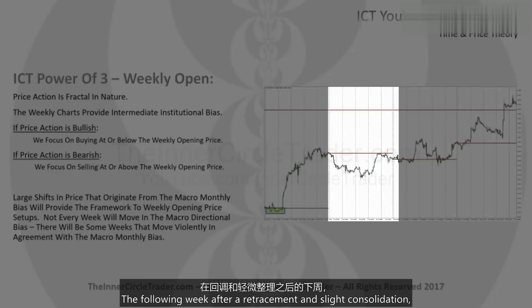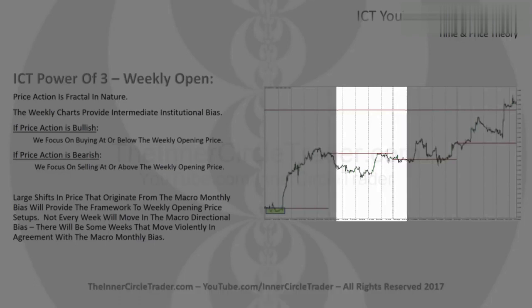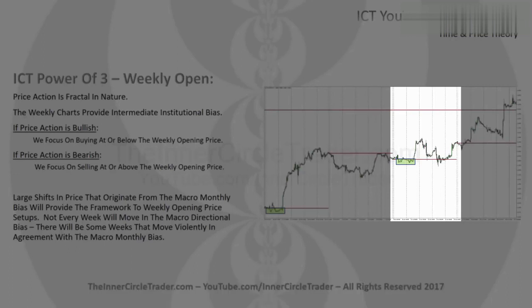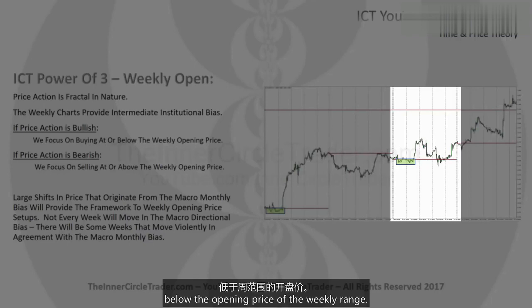The following week, after a retracement and slight consolidation, we have another opportunity where price shows a willingness to show buying strength below the opening price of the weekly range.